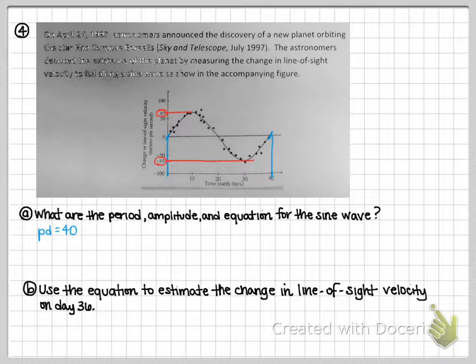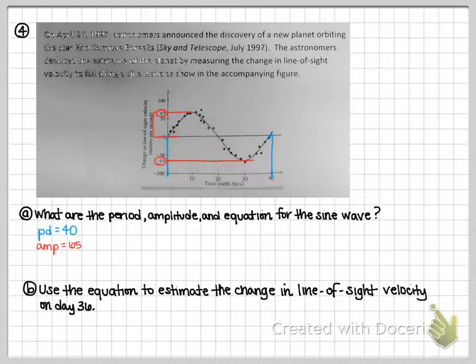Or what you can do is you can take a look at that equilibrium. So here's that middle point. The amplitude is going to be from that middle equilibrium where the zeros are located up to the maximum. So that is going to help me with my amplitude. So I know that my amplitude is going to be 65.